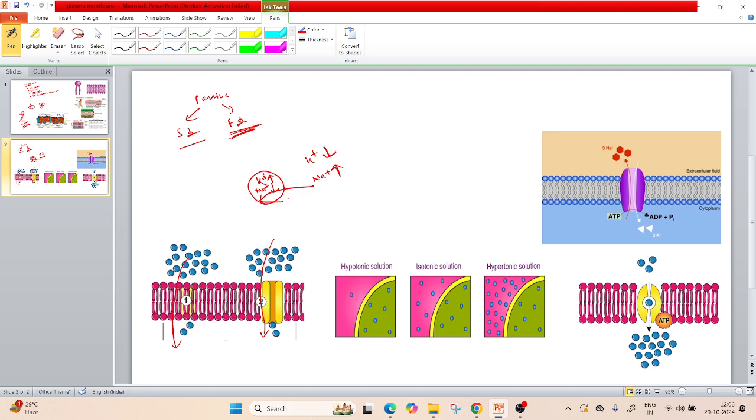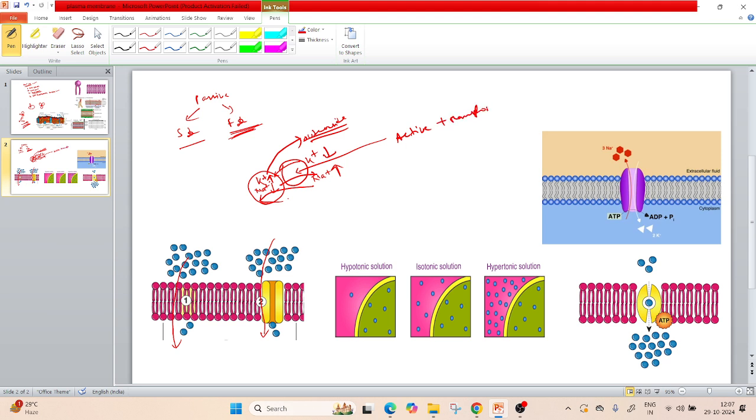But the potassium through passive transport always transports from the inside to the outer side. Okay. But sometimes the potassium transports from the outer to the inside, or the sodium transports from the inside to the outer side. And this type of transport is called active transport.